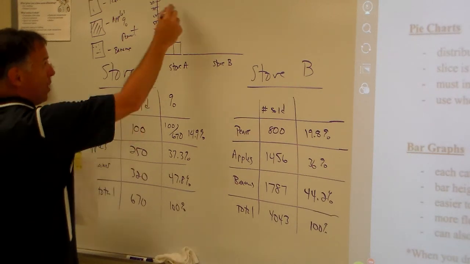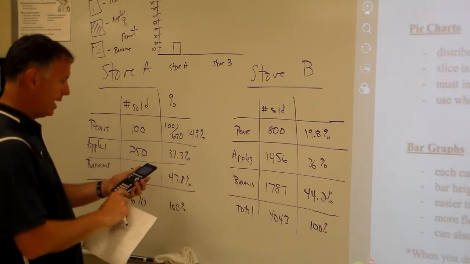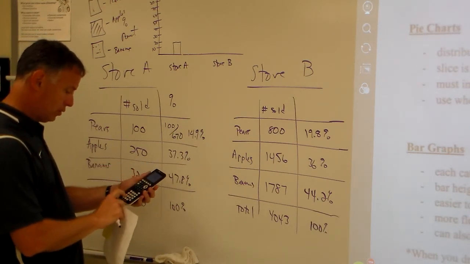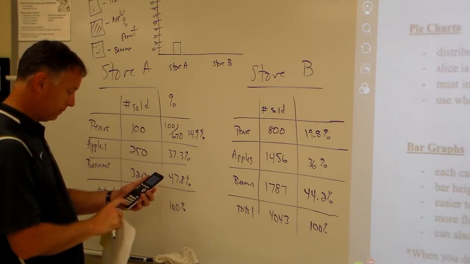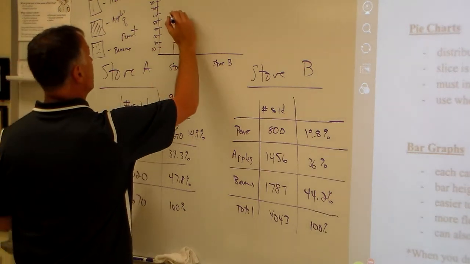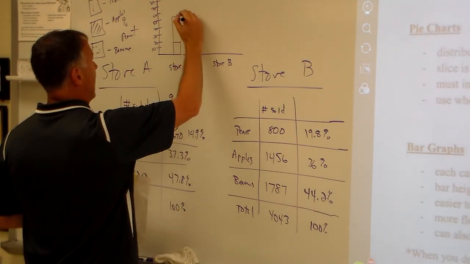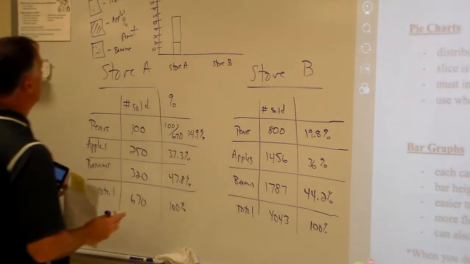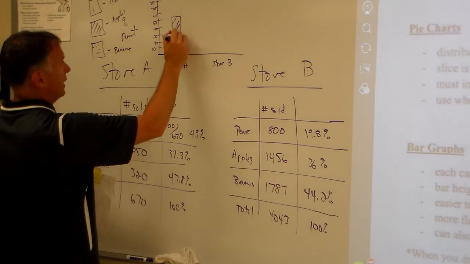So to figure out where I'm going to put that, I take my 14.9, which is in my calculator, and I add it to 37.3. Enter. So I go to 52.2. I find out where 52 is, and I do my best guess right there. And then I make that for my apples. Now, my apples are striped, so I've got to make that like that.